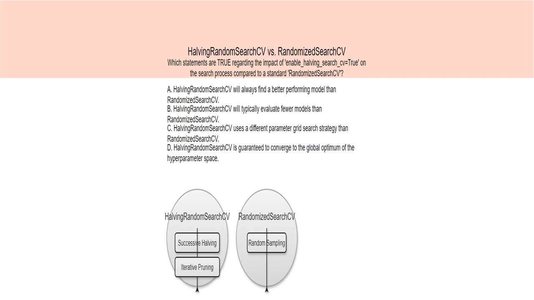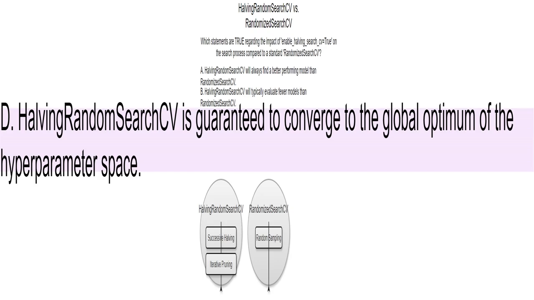This question focuses on the differences between halving random search CV and randomized search CV in finding the best machine learning model for a particular problem. I'd like you to consider how both approaches differ in their effectiveness. Randomized search CV, on the other hand, is a simpler approach. Imagine it as throwing darts at a dartboard. It randomly selects model parameters and sees how well they perform, without any strategy of eliminating poorly performing models. It's less efficient than halving random search CV, especially for large search spaces.